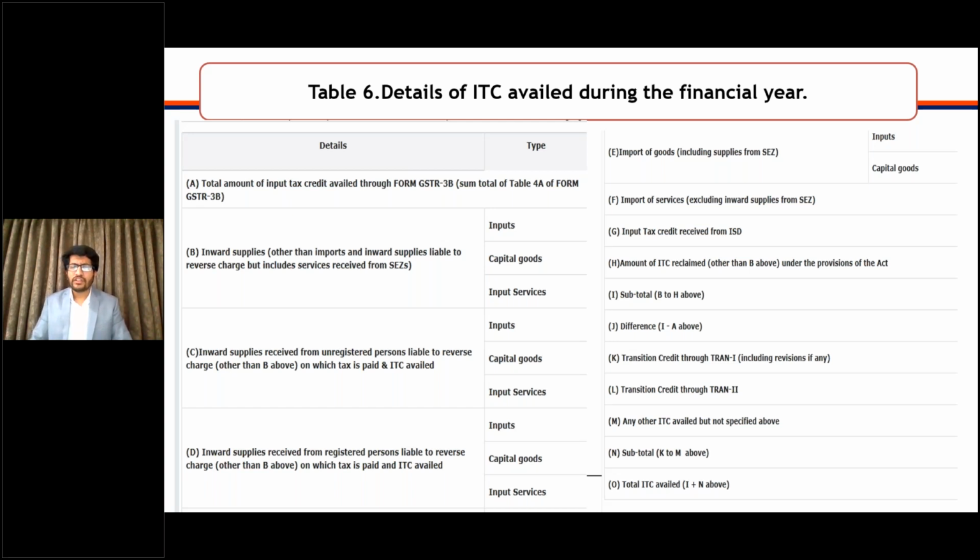Three important classifications for inputs are inward supplies other than RCM, RCM inward supplies to registered persons, and RCM inward supplies to unregistered persons. I have here not mentioned 9.3 and 9.4. It is not 9.3 RCM and URD RCM. It is RCM supplies to registered parties and to unregistered parties.